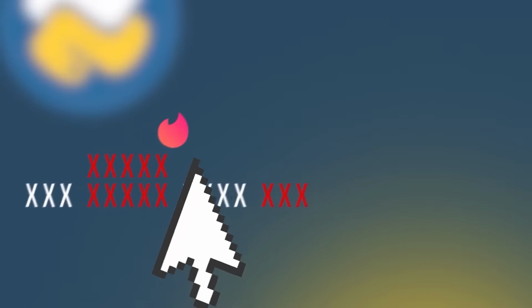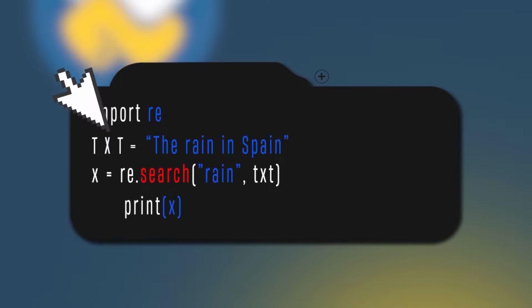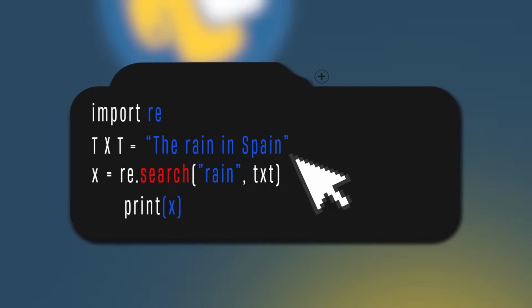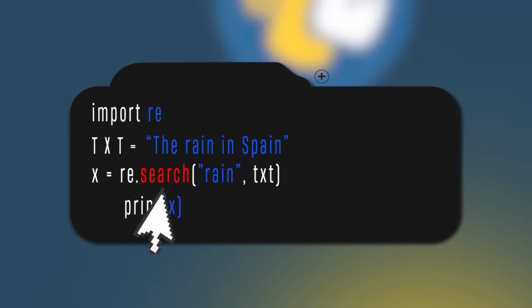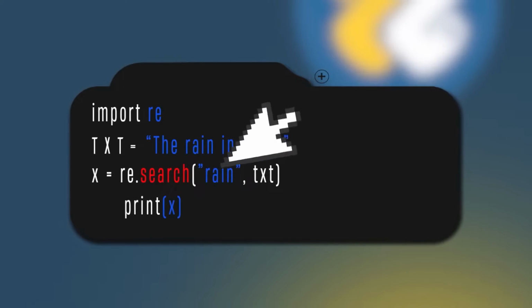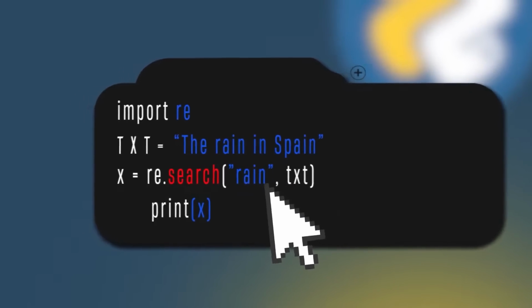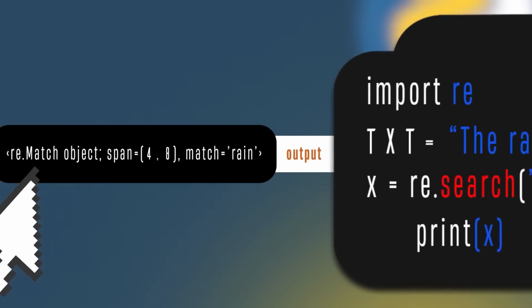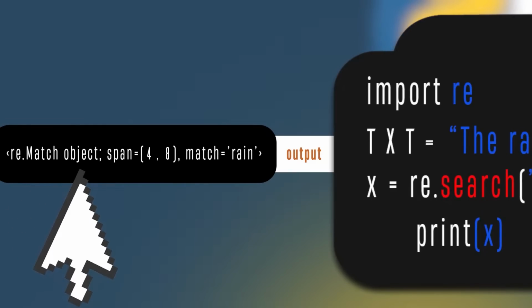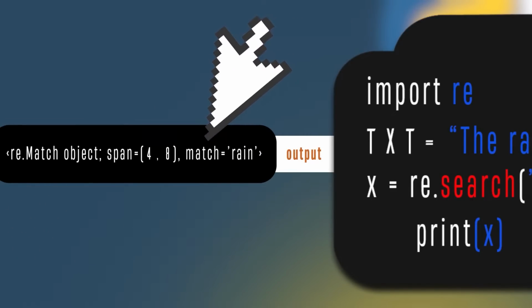For example, we have a variable called txt that stores the value "the rain in Spain". We can use the function re.search to find if the word rain exists in the variable txt. In this case, the output of our code will be a match object telling us that we have the word rain inside of our text.